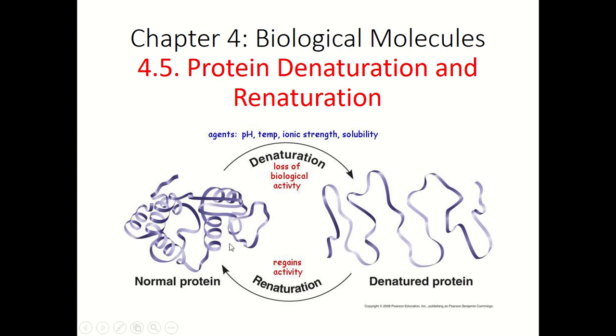So, when denaturation occurs, what will happen? The protein will lose its biological activity, because only proteins that have quaternary or tertiary structure have function. And then if you have a denatured protein, you can regain its activity through the renaturation process, and it will become a new tertiary or quaternary structure. Okay, meaning to say it becomes a normal protein again.